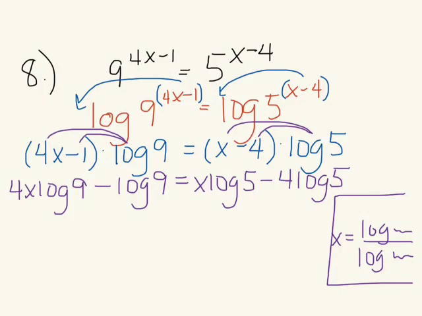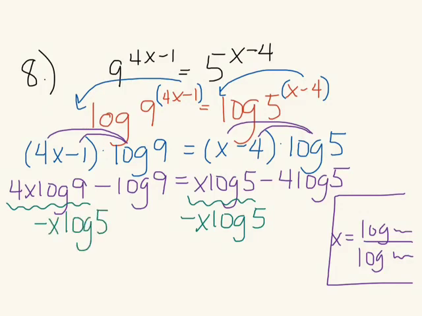Now, the next thing I want to do is get my terms with x's onto the same side of the equation and my terms without x's onto the other side of the equation. So let's identify where we have x's. I have x's here and here. So I'm going to go ahead and subtract over x log of 5 so that it can be with its like term over here. And similarly, let's go ahead and move this negative log of 9 to the other side.